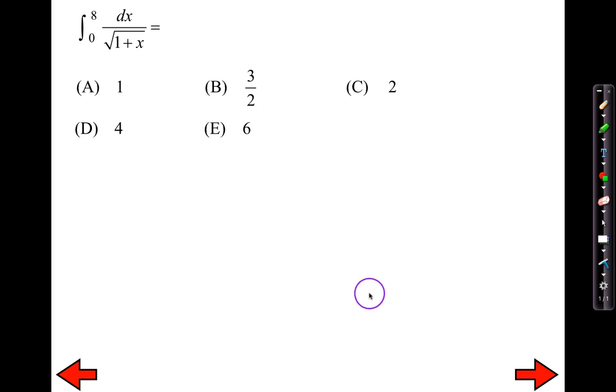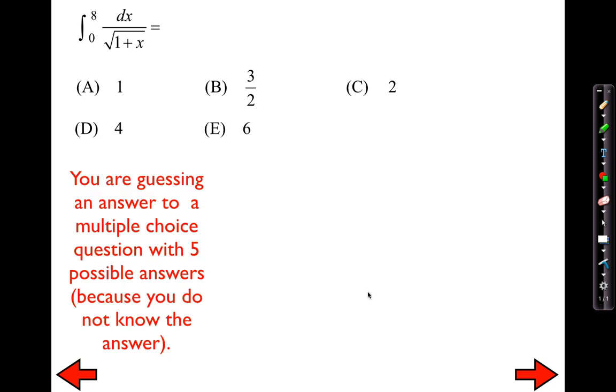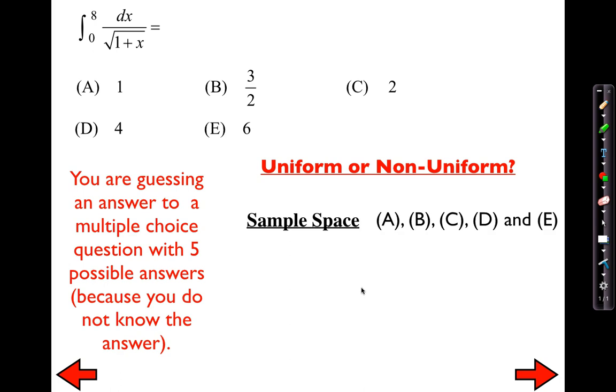Okay, so let's take a look at this math problem. We probably don't know how to get the answer. So what if you decide, okay, I'm just gonna guess out of the 5 options? Is this a uniform or non-uniform probability? Well, assuming you don't know how to do this problem, you obviously don't know what you can cancel out or what you can include. So we're gonna say that this is a uniform probability, okay?